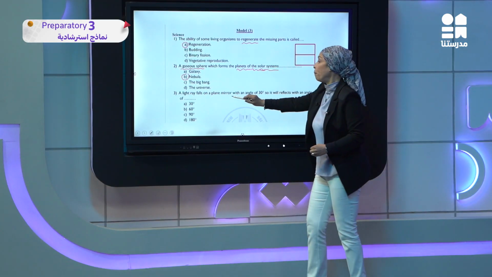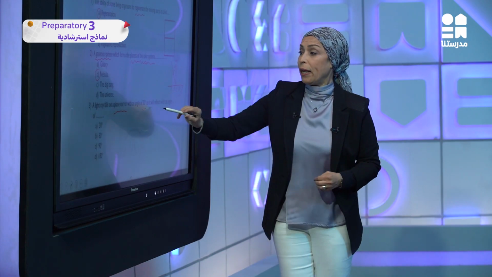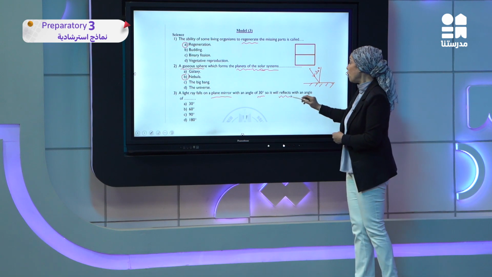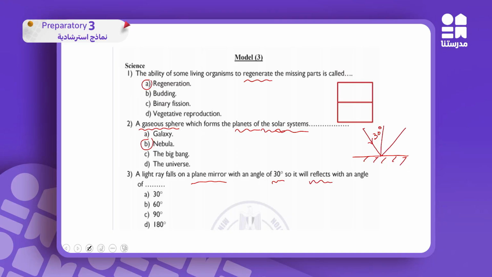The light ray falls on the plane mirror. Here he says plane mirror, so easy. I'm going to make a small drawing like that. And this is the normal line. He says a light ray falls on the plane mirror with an angle 30 degree. So here the light ray by 30 degree. Here we ask about the reflection. It will reflect with another angle called angle of reflection at the A. Let's see now. This is the rule or the law of light reflection, that the angle of incident equal angle of reflection. So I will choose the answer is 30 degree due to the law.